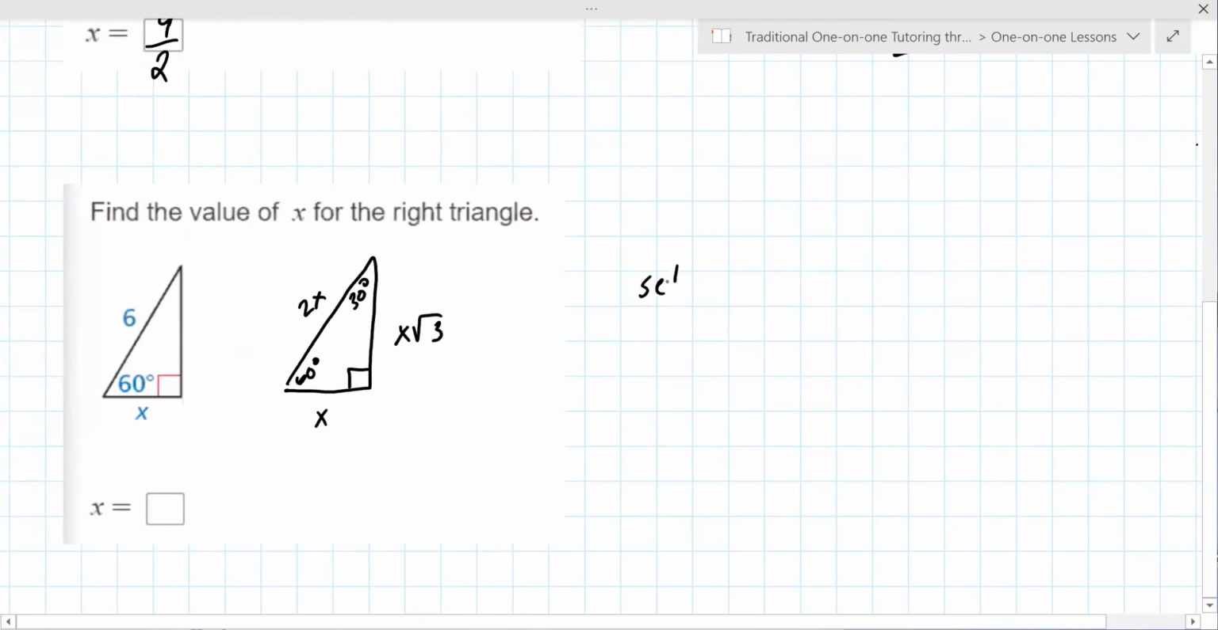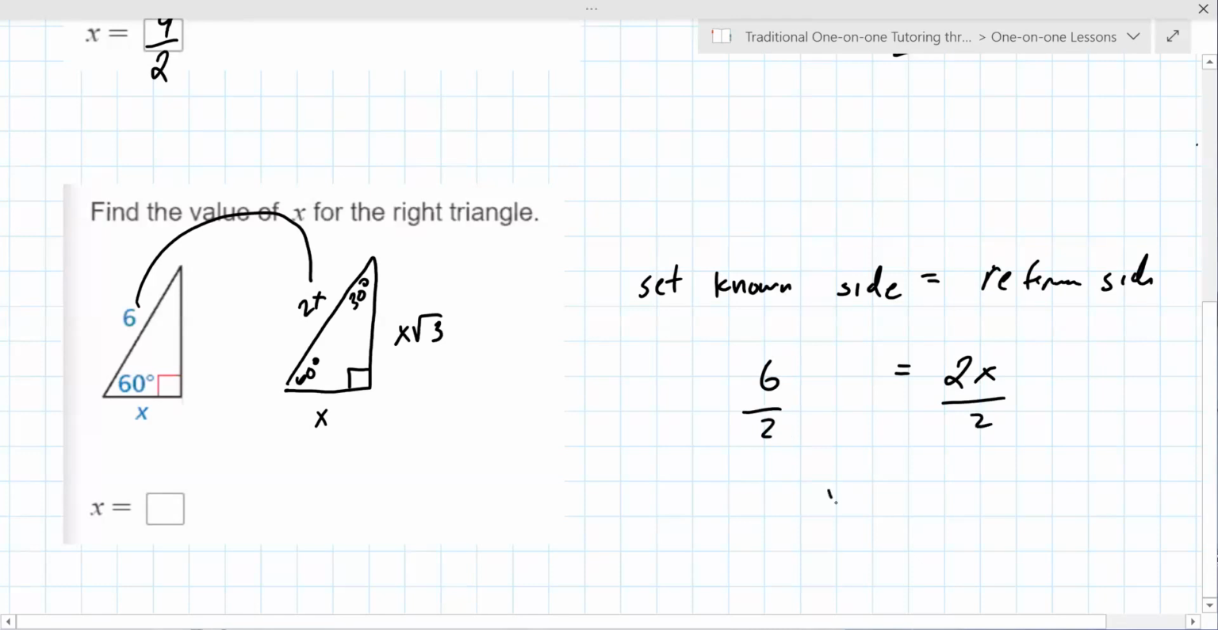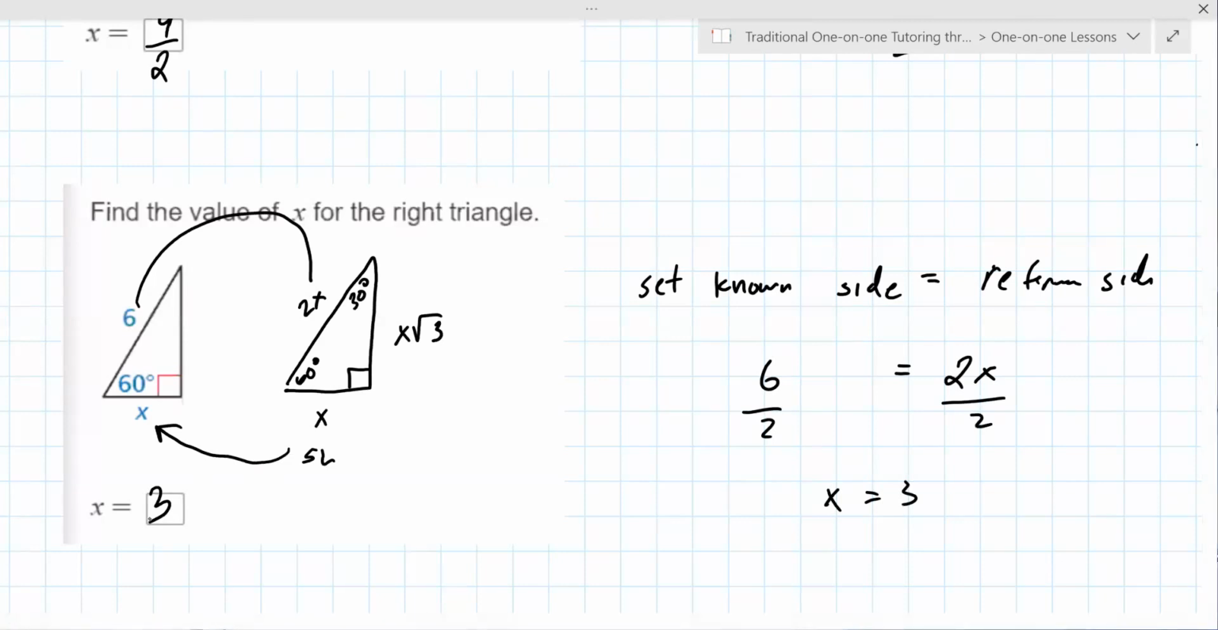Okay, and again, you set the known side, which in your case is 6, equal to the reference side, or hypotenuse with hypotenuse, 2X. And then you solve. So in this case, you just divide by 2. So X equals 3. X refers to the short leg down here, which is the same as that short leg there, which is 3. Okay. So depending on the problem, you could be given the hypotenuse, the long leg, or the short leg.